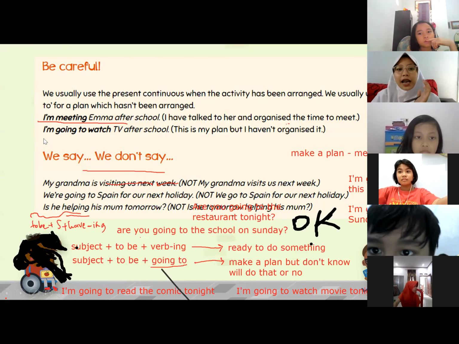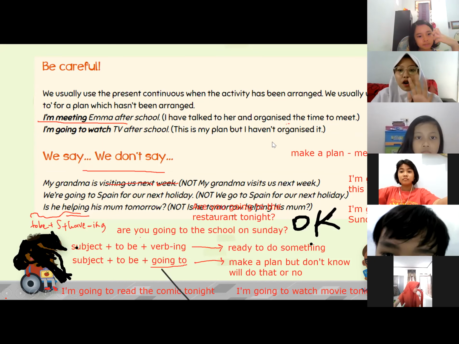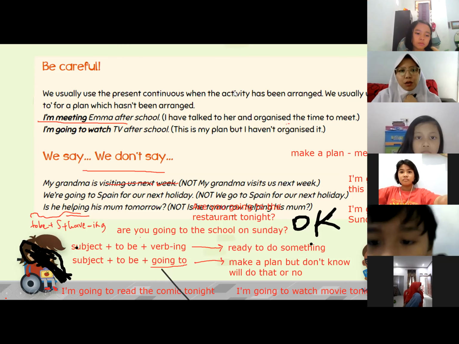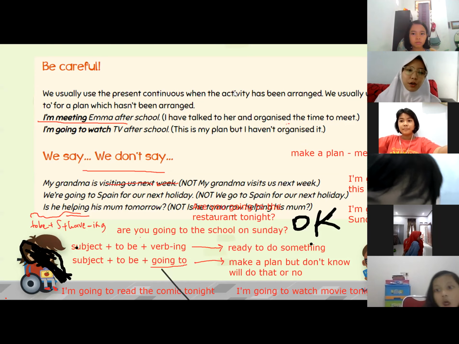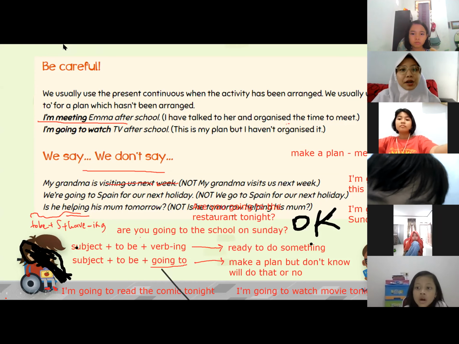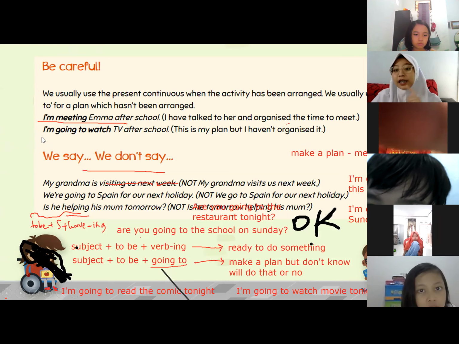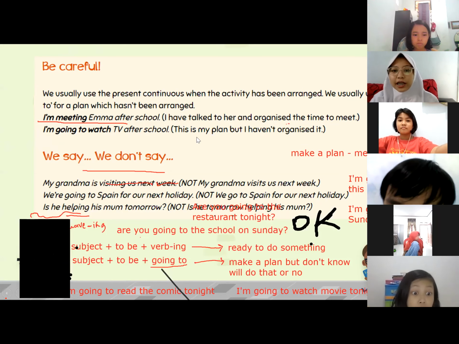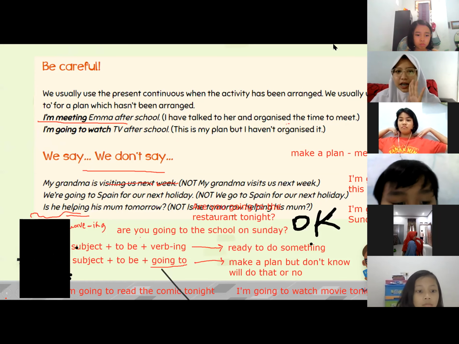So another example. I am going to watch TV after school. It means this is my plan, but I haven't organized it. You make a plan, but you don't know. I will do that or no after this. It's up to me. It's not my priority. The thing that I must do. You can do that or no. That's why this is my plan, but I haven't organized it. Okay? That is the difference, guys.